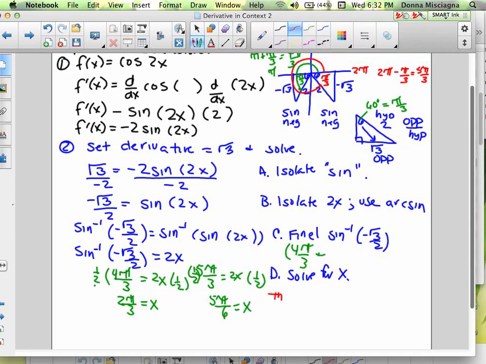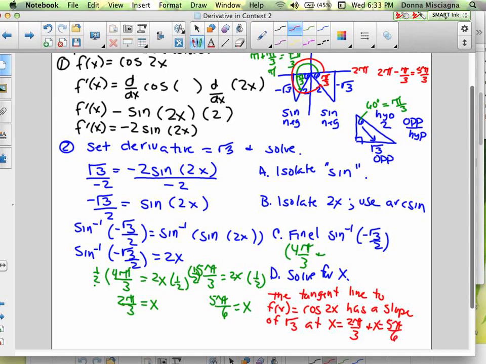All right, so the tangent line to f of x equals cosine 2x has a slope of square root of 3 at x equals 2 pi thirds. Because remember, the x values on the graph of sine and cosine are radians. And at x equals 5 pi sixths. All right?